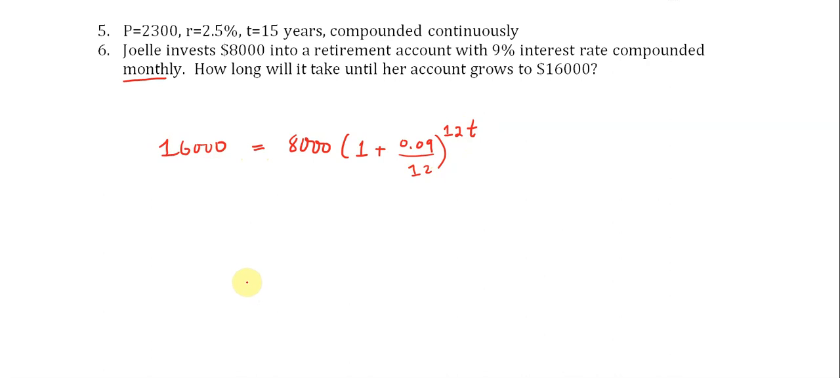Okay? So you can see that the way I have this set up here, it's just an equation, but rather than using continuously compounded, we don't want to lose sight of what compounding means. In this case, it's compounded monthly, so we use 12 rather than the special number e. And then we'll solve this out as best we can. So divide both sides by 8,000 and we get 2 is equal to all of that raised to the 12t power.